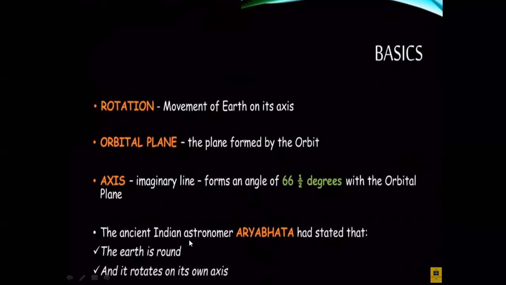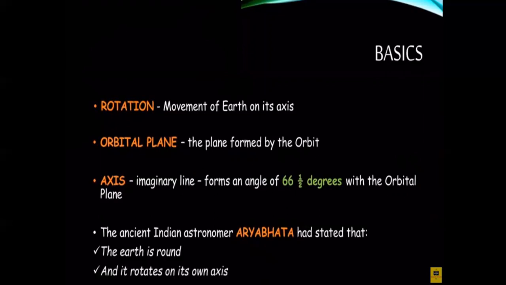And the ancient Indian astronomer Aryabhatta had stated that the Earth is round, obviously, and it rotates on its own axis. He is the first person, so you have to underline this in the textbook also.